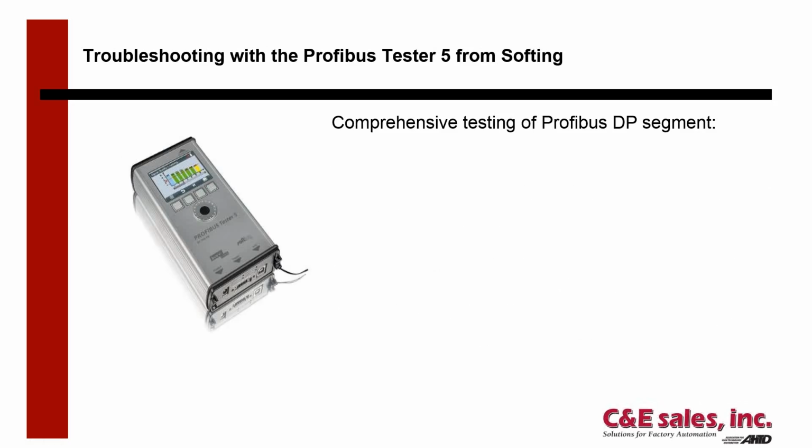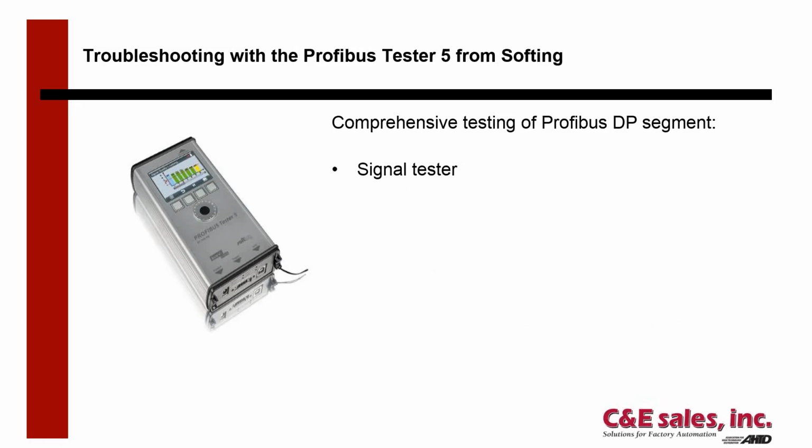The next thing I'm going to talk about is a tool that you're going to break out whenever there's a problem or whenever you're going to do preventive maintenance. This is a tool that doesn't live on your network all the time. So this is the Profibus Tester 5 from my good friends at Softing. And this device is pretty amazing, guys. This provides comprehensive testing of your Profibus DP segments.